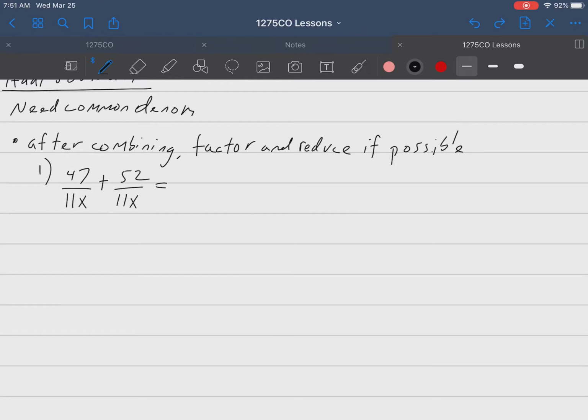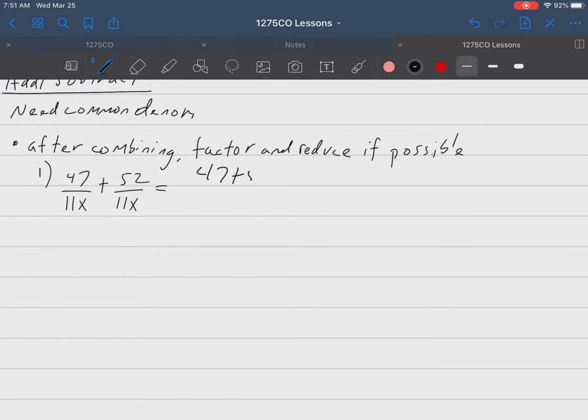So 47 over 11x plus 52 over 11x is 47 plus 52 on top. And again, the same denominator, that's going to carry through on bottom. This becomes 99 over 11x. Now, can this be reduced? Yes, just like a regular fraction, 99 over 11 will reduce to 9 over x.